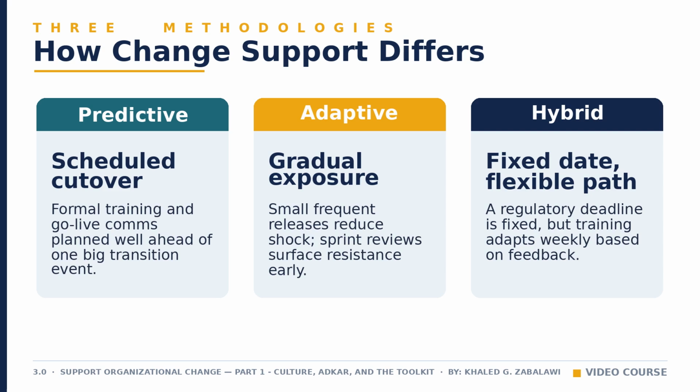Small, frequent releases get users accustomed to new ways of working without one big shock. And sprint reviews surface resistance early so the team can adjust immediately. Hybrid work often blends both. A hospital might face a fixed, legally mandated deadline for digital records, while nurse training runs as weekly simulation labs adjusted based on feedback, a fixed date with a flexible path to readiness.